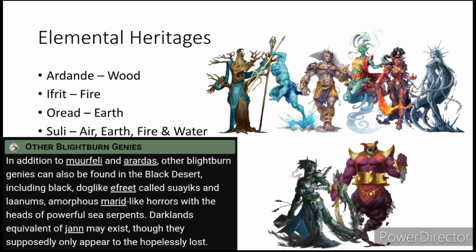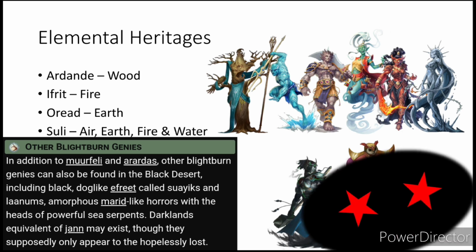Paizo, we need this to come, because holy cow, do I love this concept. The characters practically write themselves with this concept. You could have a Blightburn elemental heritage. It is fantastic. And some of these elemental heritages actually have it already written into their subcategory, which is amazing.